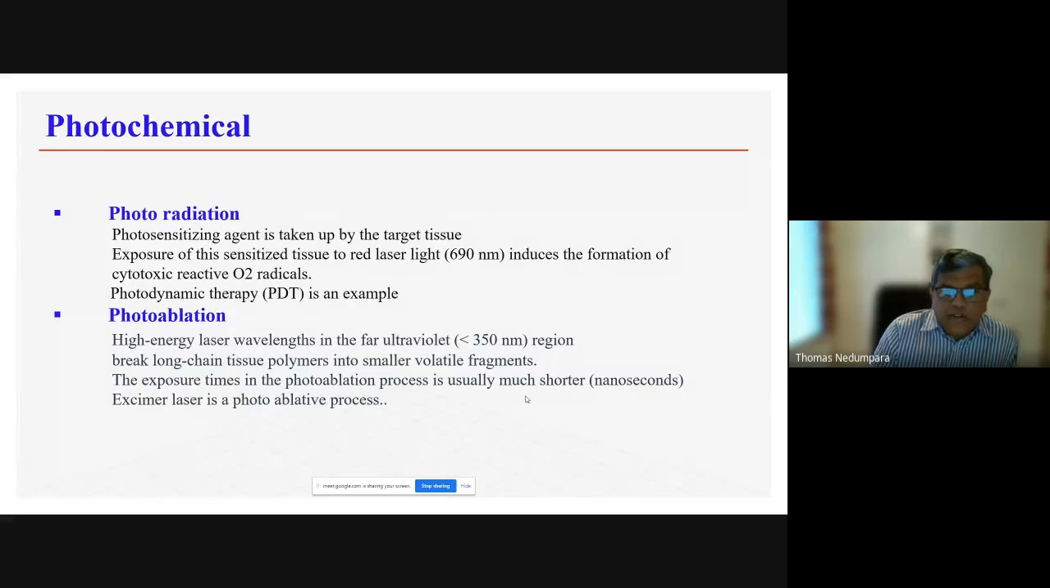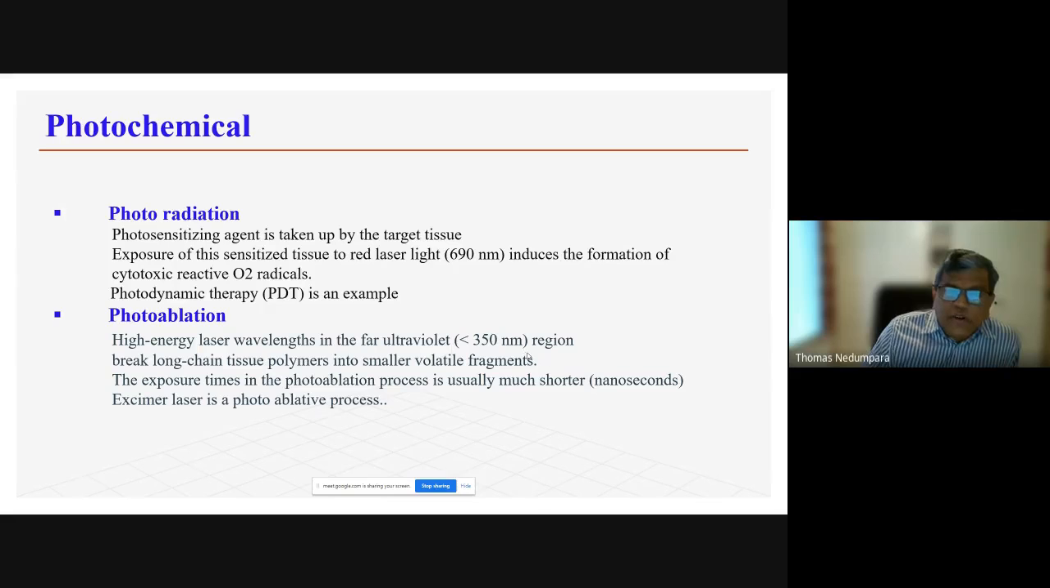Photochemical reactions are of two types. One is called photoradiation. Here, a sensitizing agent is applied on the surface of the tissue, or we give it intravenously into the vein. That photosensitizing agent is absorbed by the target tissue, and you expose it to a laser, usually a red laser at 690 nanometer wavelength. This induces the formation of cytotoxic reactive radicals. I'll explain it in more detail later.